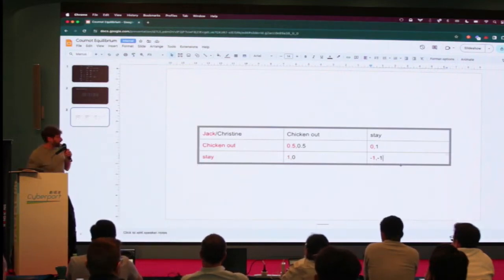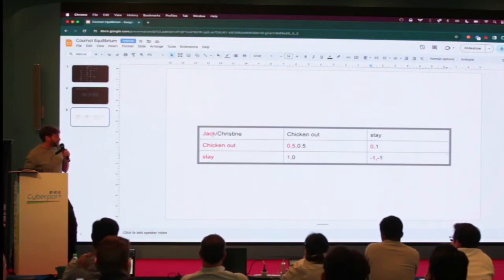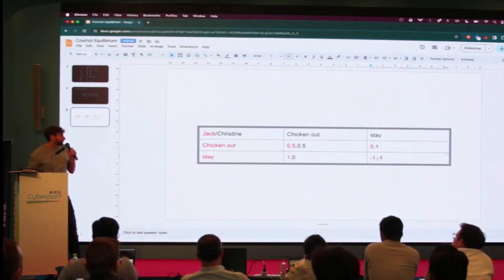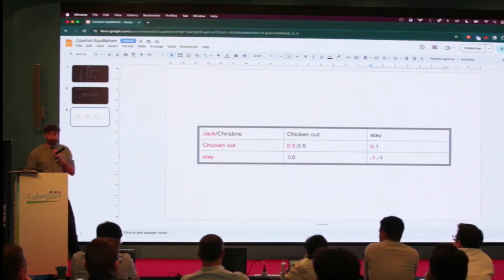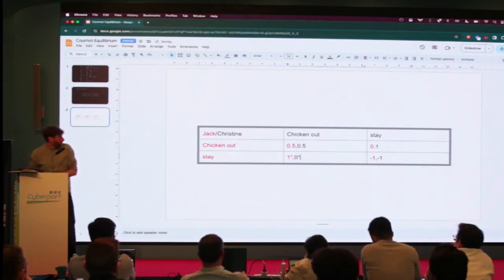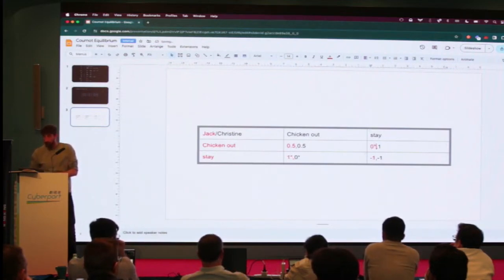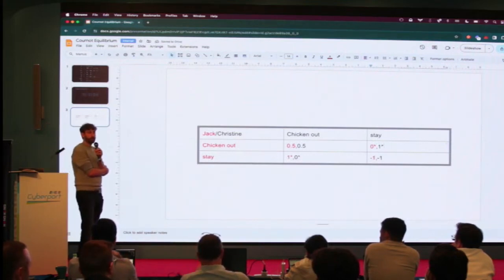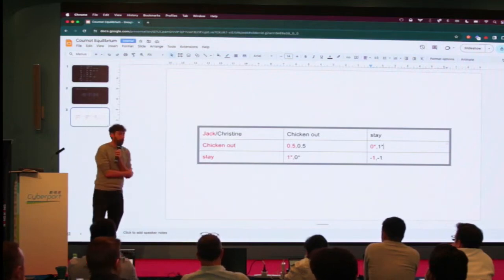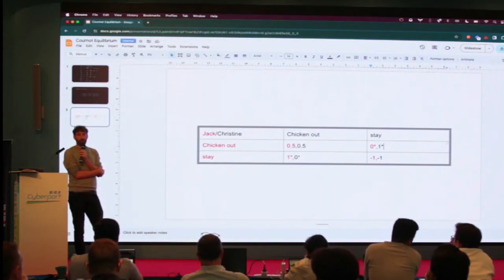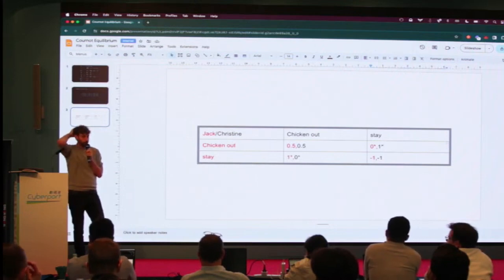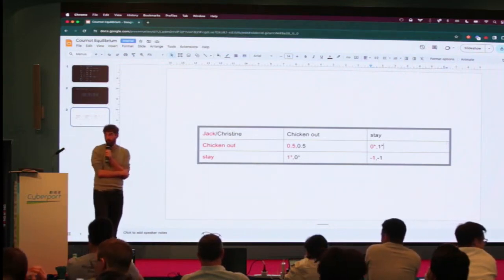So we have the solution that if Jack assumes that Christine chickens out, he should stay, and otherwise the other way around. What does that remind you of? Anybody? Prisoner's dilemma? No. Prisoner's dilemma had one Nash equilibrium. Somebody? Give him the mic.